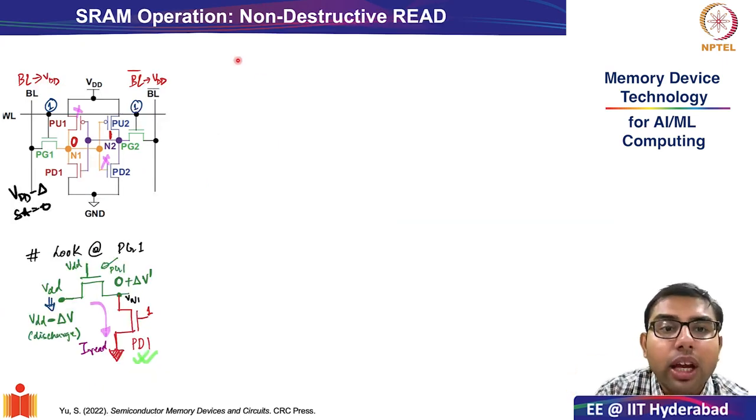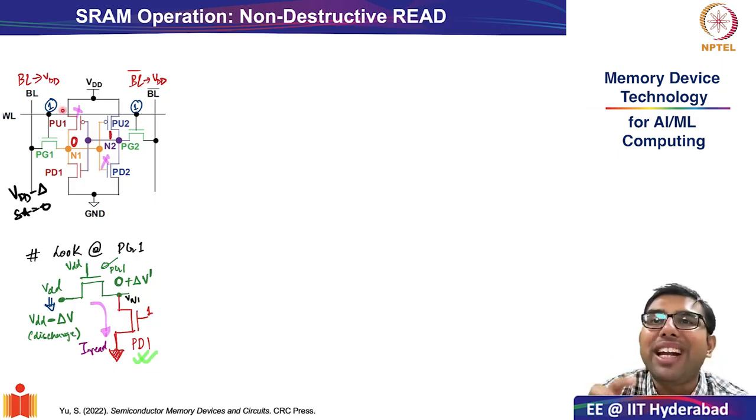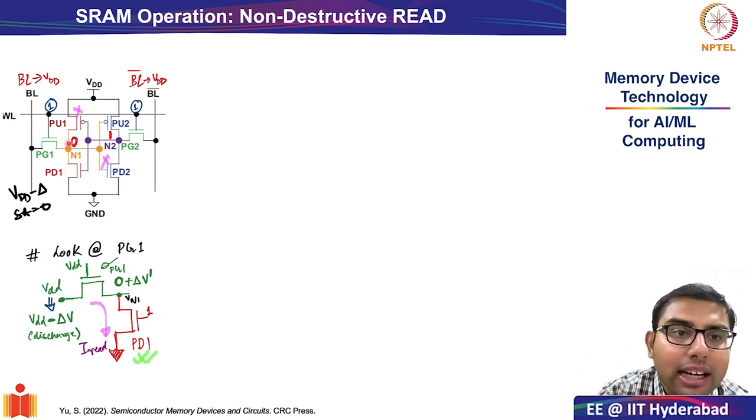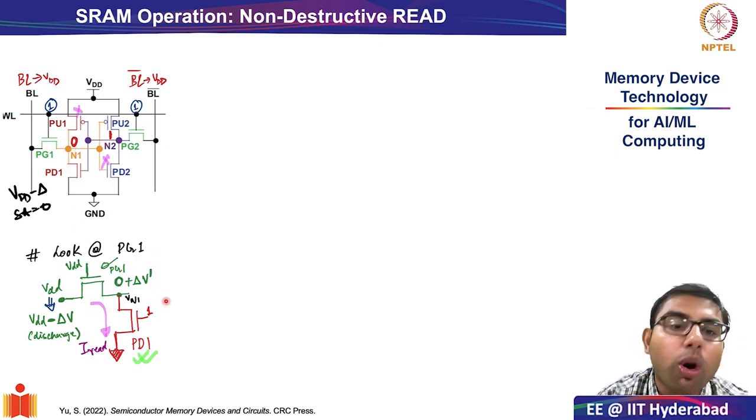So very simple to see. In our previous example, all the activity was happening only in PG1 and PD1. So let us analyze that loop only. Remember, the only active transistors when you had storage node N1 at 0 and N2 at 1 were PG1 and PD1. So let's look at what is happening at PG1. As we described, because there was a read current, your voltage at N1 increased a little from 0 to plus delta V dash, and the bit line was discharging from VDD to VDD minus delta V.